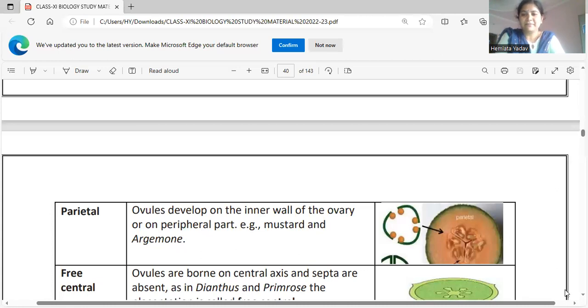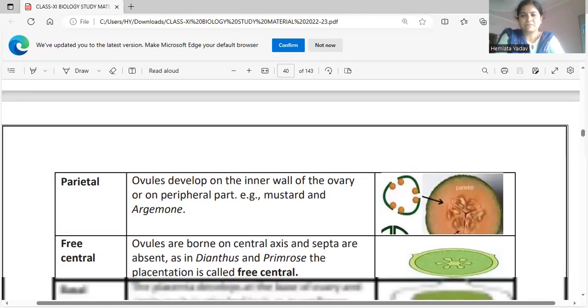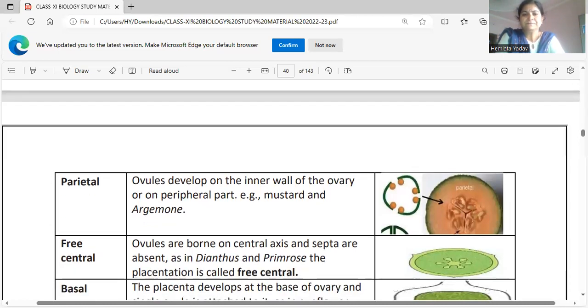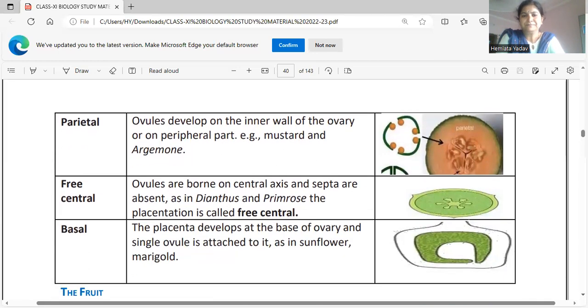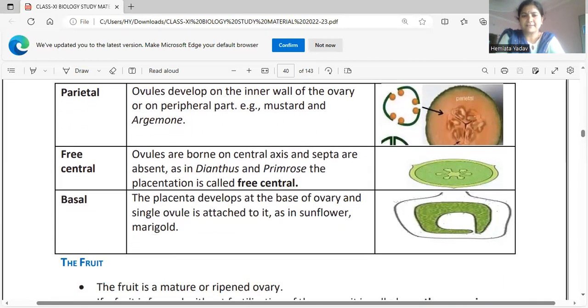So in parietal, you can see the seeds are present in the inner wall of the ovary or on the peripheral part. Mustard and Argemone are examples. In free central, you can see the ovules are inside at the center without any wall. The ovary is not divided by a wall; septa are absent in free central. And this is found in Dianthus and primrose.